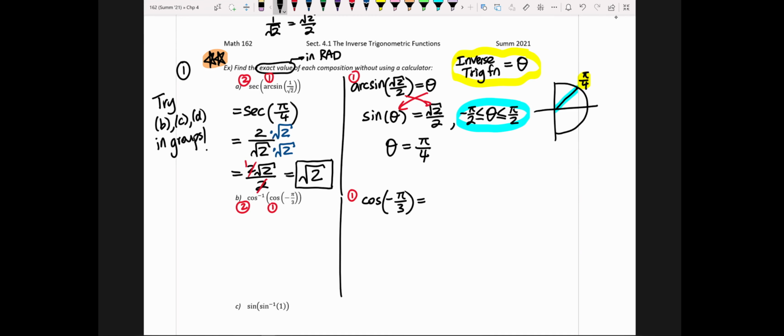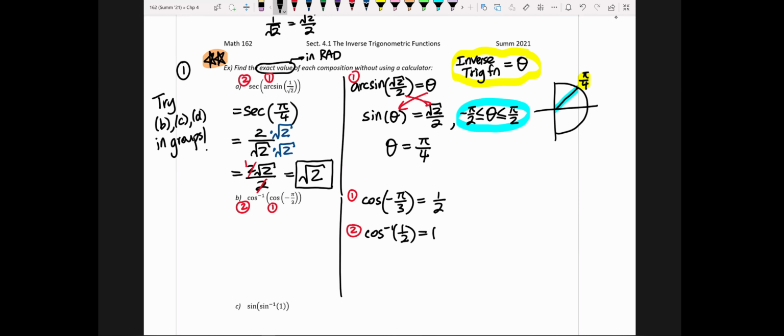Yes, so negative pi over 3 is coterminal with 5 pi over 3. And then we know at 5 pi over 3, our x coordinate is 1/2, y coordinate's negative square root of 3 over 2. So cosine is 1/2. Good, so now for the outside function, we have inverse cosine of 1/2.